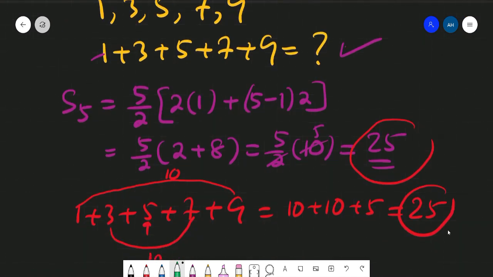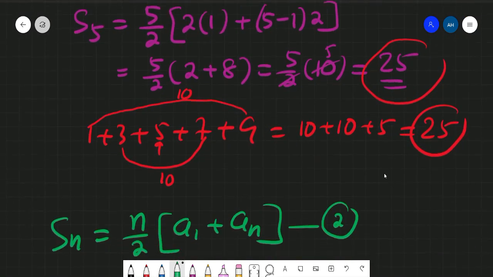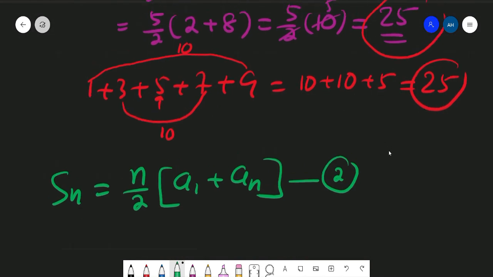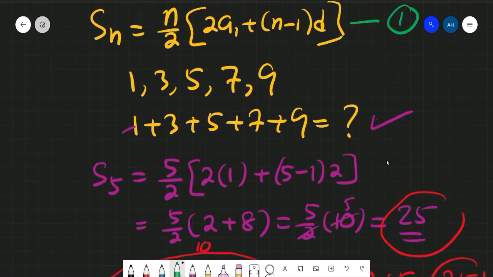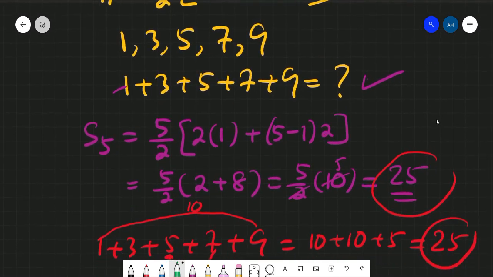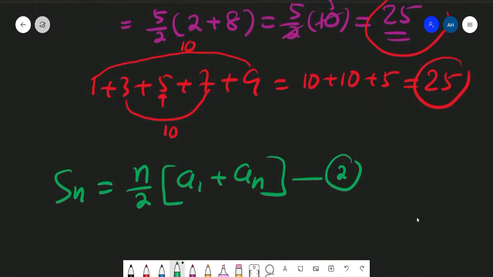Alright, again, we can show that the formula is correct. That is, if we substitute all the values for this particular example, for this example here, we can get the answer 25 also. Now let's do that.